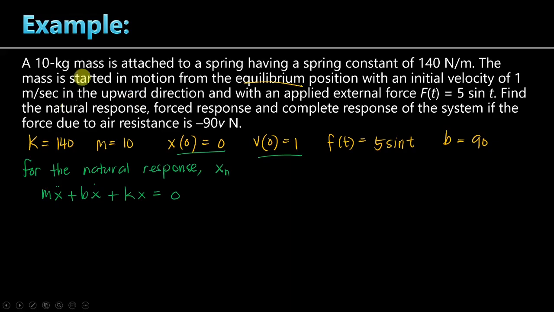Now, let us substitute the values. 10 x double dot plus yung b, 90 x dot plus k is 140 x equals 0. So, I can divide both sides by 10 and get x double dot plus 9x dot plus 14x equals 0. Kung saan makakakuha tayo ng auxiliary equation, right? At ang auxiliary equation natin ay m squared plus 9m plus 14.